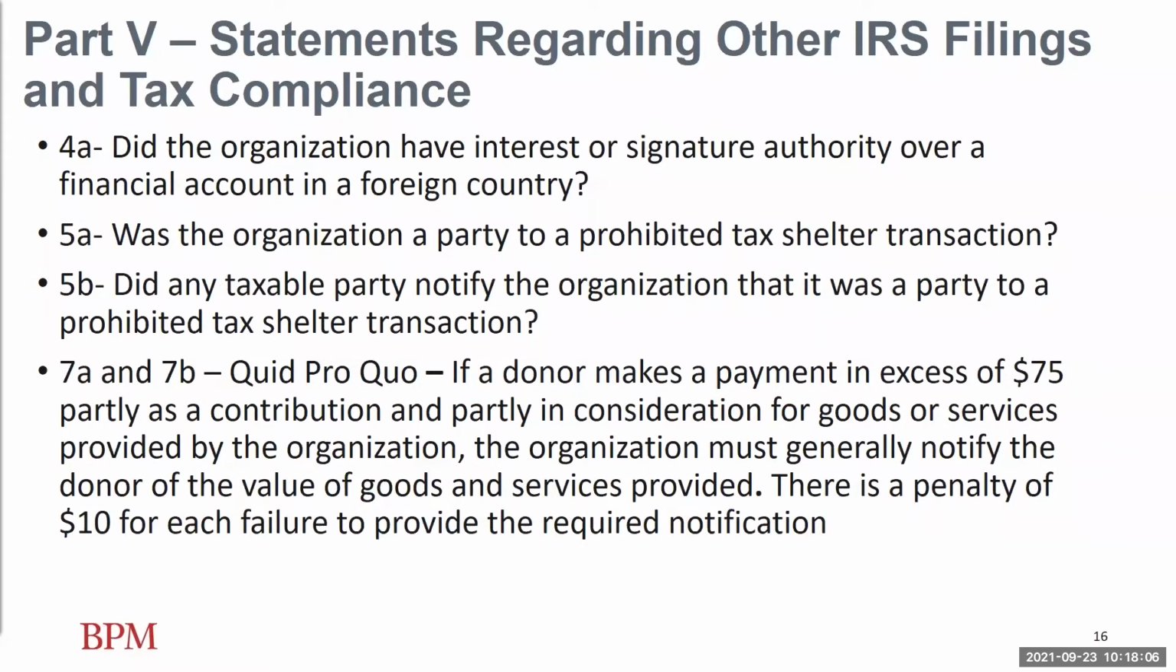Yeah, correct. And then any tax shelter transaction, you need to make sure that if you have any of that, you need to answer the question. And another question that's really important is your quid pro quo. If you have any event during the year and you receive any donation, you have to make sure that you give some kind of letter back to your contributors stating how much they contributed to the organization. And if your organization fails to provide this letter to the contributor, then there's a penalty of $10.